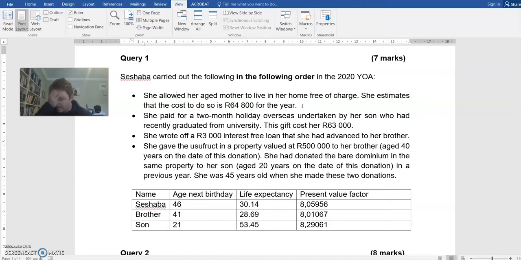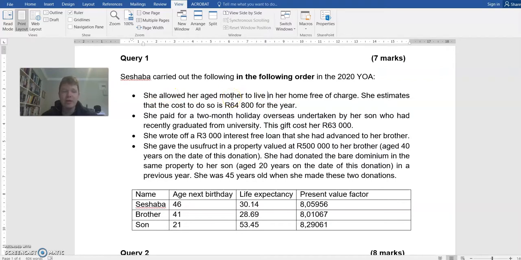Now, I would start off to say, if you just let your mother come stay in your house, it's not really a donation because you're not really giving anything away. What it's referring to here is actually letting your mom stay in a home where you aren't living. So you're in effect donating the use of that house, i.e. not charging them rent. So I think it is clear that there is a donation here. The value is given to you as $64,800 per year. It could have been given monthly, i.e. it could have said rent is this much per month, okay? But I think it's quite obvious that there is a donation.